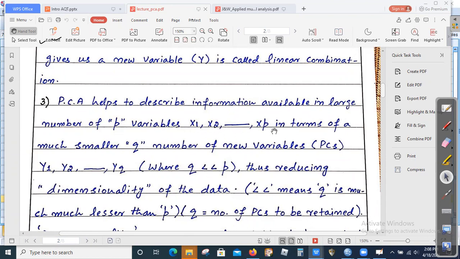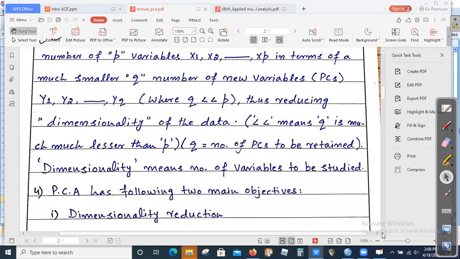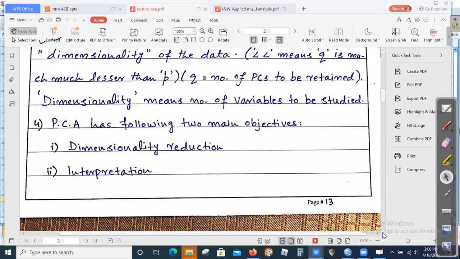As I said, if the original variables are 100 in number, and the PCA is telling us that the information available in the 100 actual variables can be represented in terms of 2 new variables, just for example, then you are reducing the dimension from 100 to 2, okay? So effectively, representing the information of 100 variables in terms of 2 new variables is actually what we call dimensionality reduction. This is one of the main purposes of PCA, that it tells you that you can actually achieve.